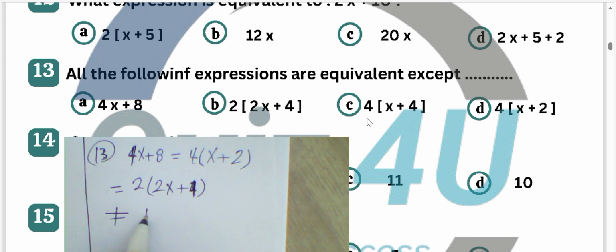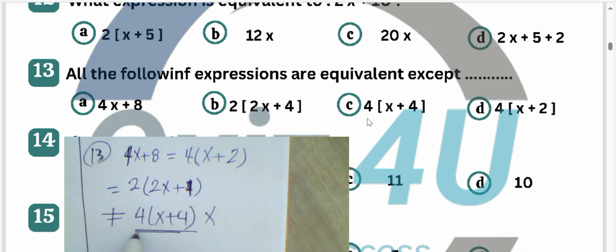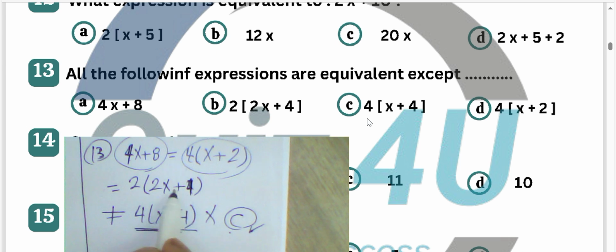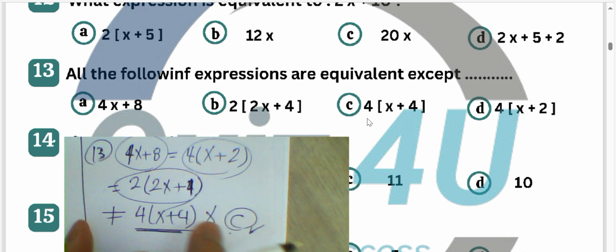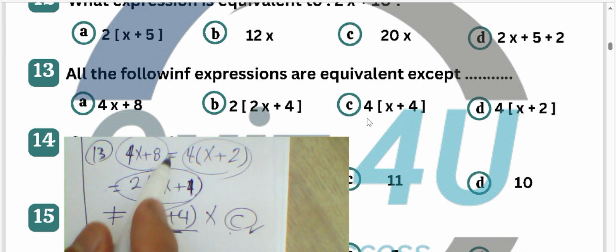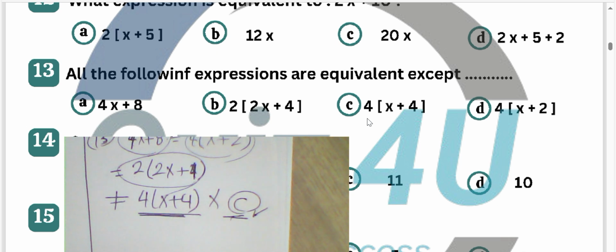We have 4 product by x plus 4. It's wrong. So you must choose letter C, because we asked about the wrong answer. All the following expressions are equivalent except what? Except letter C, because letter E is equivalent to letter B, equivalent to letter D. By writing the highest common factor is the first step, and the second step we can write 4 outside, and 8 divided by 2 equals 4. So you must choose letter C, because letter C is not equivalent.